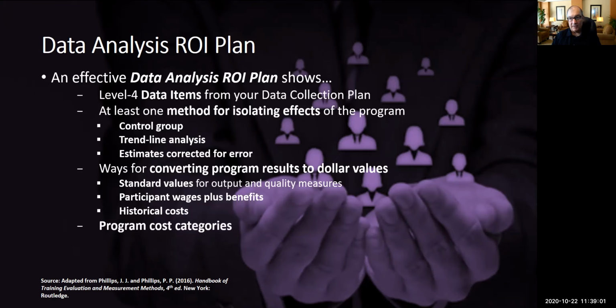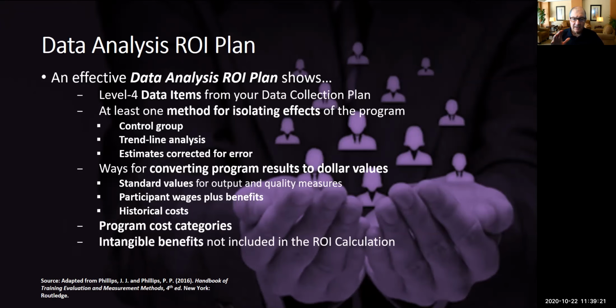Program cost categories. This is important. Well, it's all important, but this is really important too. Program cost categories, what we're talking about is the cost of your intervention or your program or your project. So what does that mean? Basically, if it was a learning intervention, you're going to talk about things like the cost of the facilitator, the cost of the people's time away from work, the cost of the materials, the facility, the supplies, everything, okay?